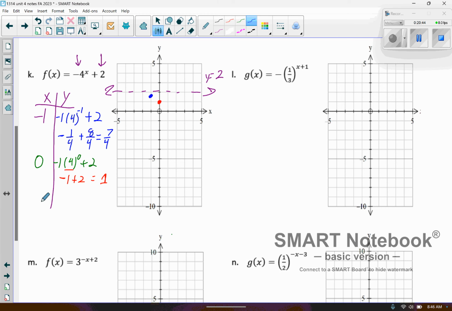And then now we'll plug in a 1. So we're going to have negative 1 times 4 to the power of 1 plus 2. Well, this just becomes negative 4 plus 2, which is negative 2. So at 1, we're at negative 2. And you can continue the pattern if you want, but like I said, those three should be good enough. And so we'll just kind of come and there we go.